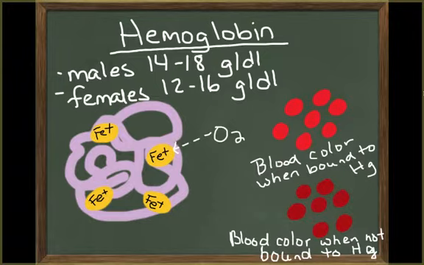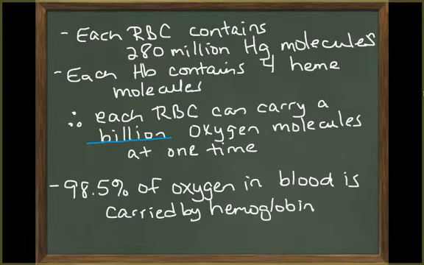Each heme unit holds an iron ion. The iron will interact with oxygen and cause the blood to be bright red. The iron and oxygen can dissociate easily to release the oxygen at the tissues. When the iron does not have an oxygen molecule, it makes the blood a dark red, almost burgundy color. Each red blood cell contains about 280 million hemoglobin molecules. Each hemoglobin molecule contains 4 heme units, so each red blood cell can potentially carry more than 1 billion molecules of oxygen at one time.